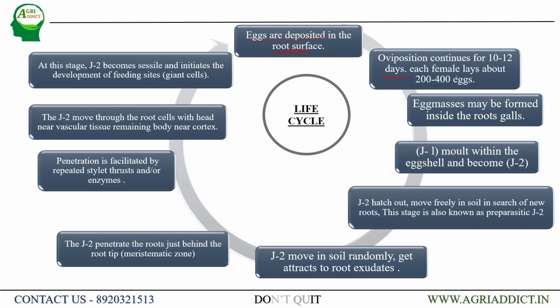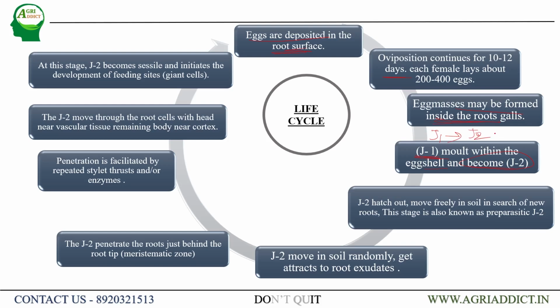Sometimes egg masses may be formed inside the roots, particularly in the compound galls. Egg masses may be formed inside the root galls. The next is embryogenesis, which will take place after that. That is about 1 to 2 weeks. It will take time, and each egg mass contains eggs at different stages of development. The first stage juvenile, that is J1 stage, will molt within the eggshell and becomes J2. Here the J1 will undergo molting and it turns into J2 stage.